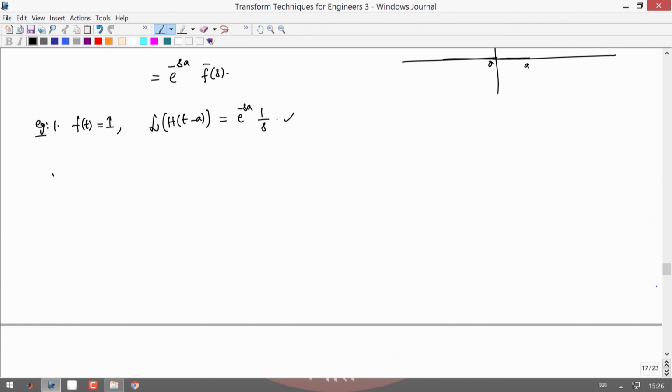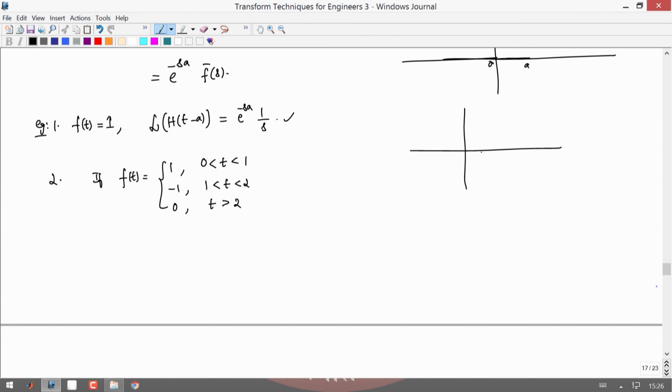Another example which you can do is if f of t is, let us say, 1 if t is less than 1, minus 1 if t is less than 2, that is between 1 and 2, and 0 if t is greater than 2. So, what you have is the function f, which between 0 and 1 is 1, between 1 and 2 is minus 1, and everywhere else it is 0. Okay. So, this is what you have.